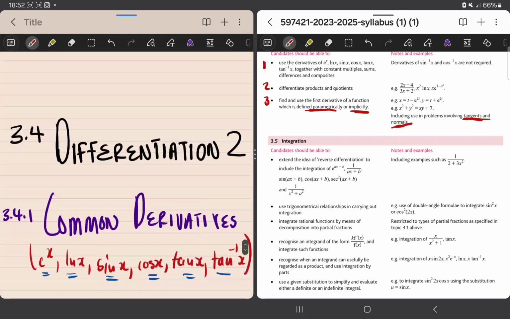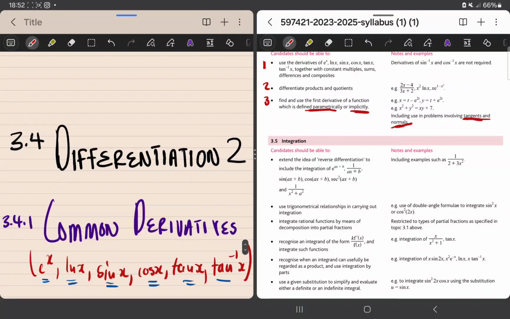Okay, so this is our differentiation 2. It's very tiny, it's very small. You'd be done with it in no time. Now, that is it. Let's get to work.